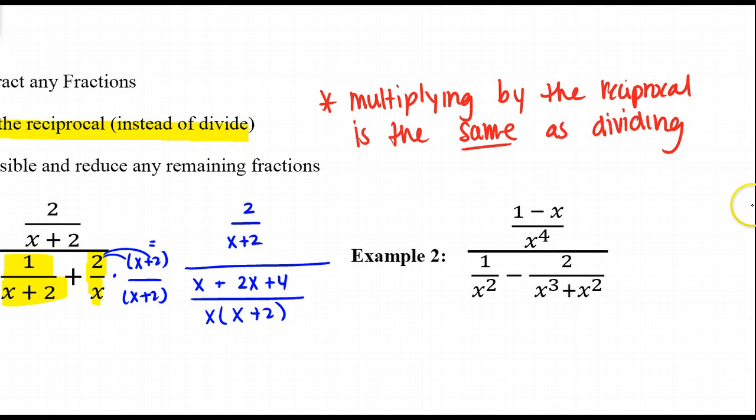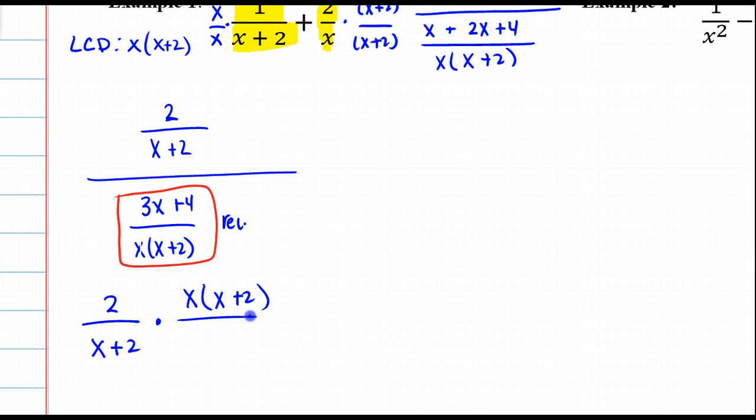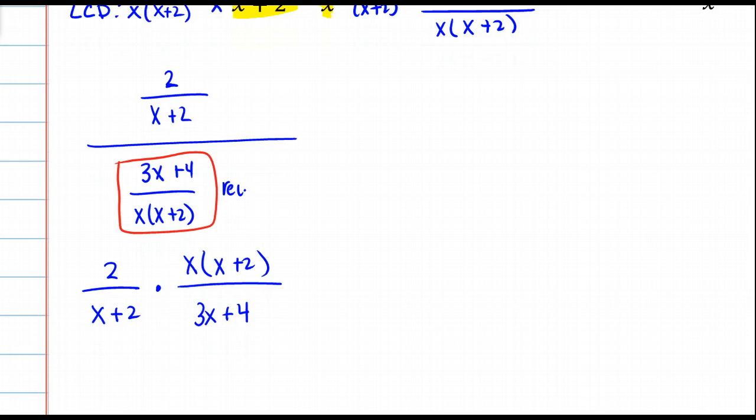So all I'm going to do is rewrite this problem because who likes to divide fractions? Nobody. So I'm going to take this fraction and multiply by the reciprocal instead. So my first fraction was 2 over x plus 2. And now instead of dividing by this fraction, I'm going to multiply by the reciprocal. So that would be x times x plus 2 over 3x plus 4. So all I'm doing is rewriting it.